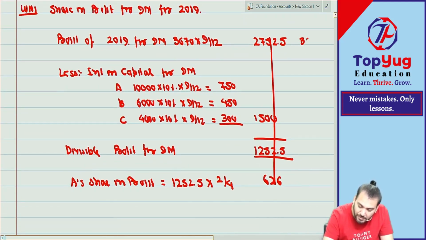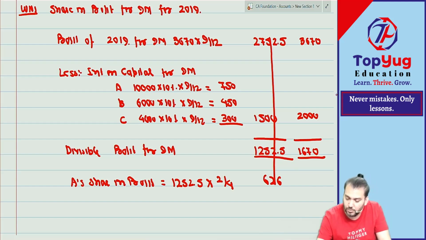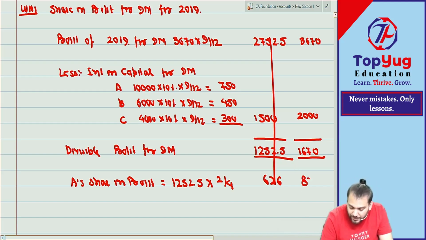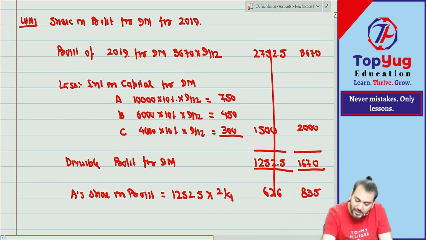This will be 3670, and this will be 2000 now. So this will be 1670. Calculate 1670 divided by 2. It will come 835. This will be 835. Understood? Now we are calculating for 12 months. Na? It will come 835. Okay? Write down 835.